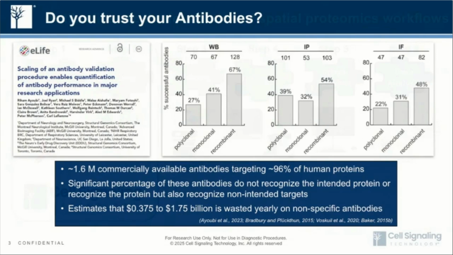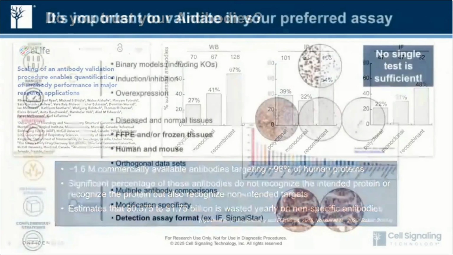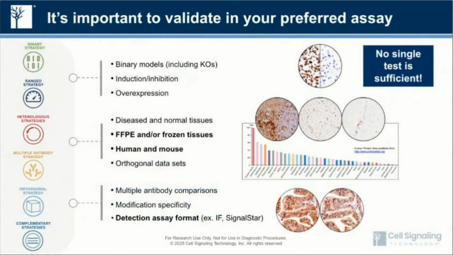It is estimated that approximately 50% of commercial antibodies fail to meet even basic standards of characterization. This is a problem that is thought to result in financial losses of 0.4 to 1.8 billion per year in the United States alone. There are estimates of 1.6 million commercially available antibodies targeting 96% of human proteins. And this is a really big problem. But there are ways to mitigate these risks.